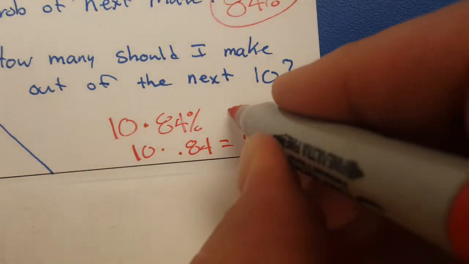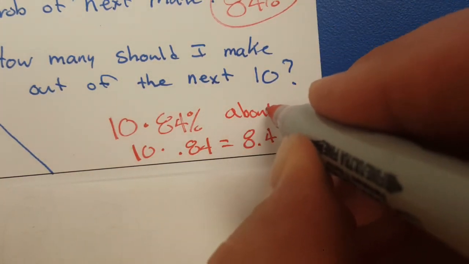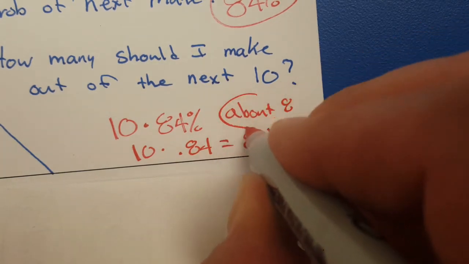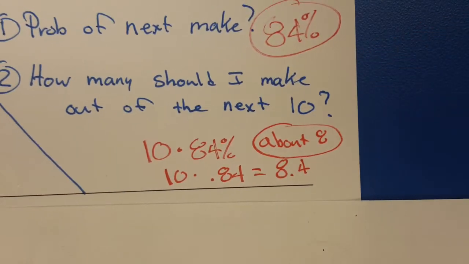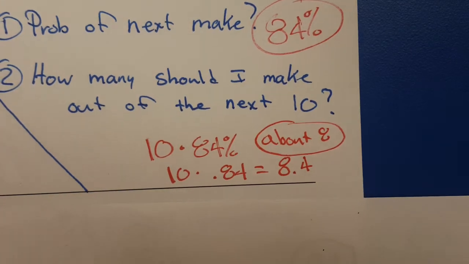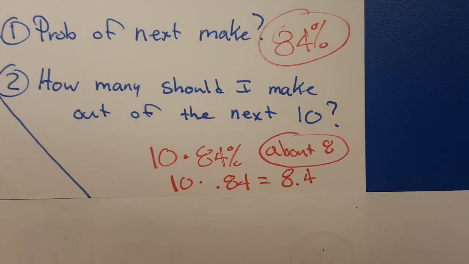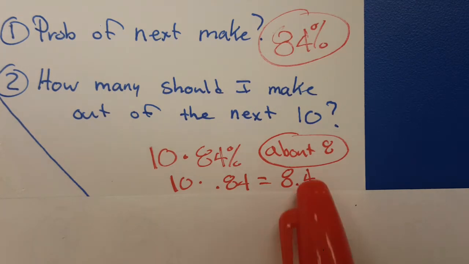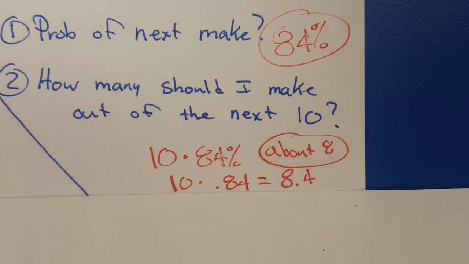So I can't really make 0.4 of a shot, so I'd round that to the nearest shot. So I would say I should make about 8. Okay, about 8, around 8, okay? Maybe one less, maybe one over, but again, it's human, okay? The events in real life don't always add up to the frequency, because we all know if things always lined up the way they were supposed to, life would be pretty boring, okay?